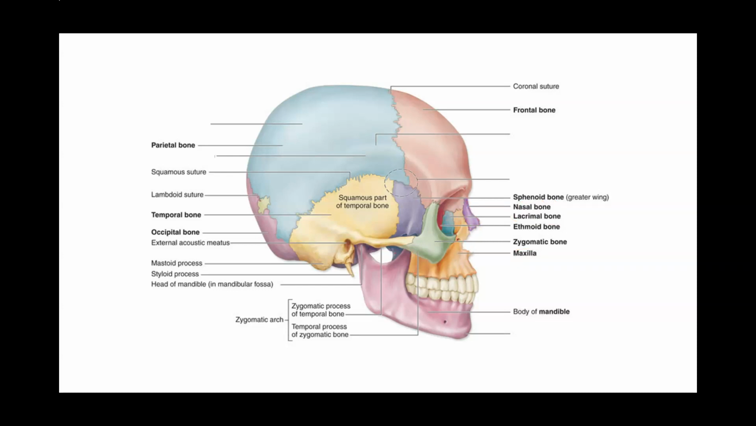In green, we can see a bone known as the zygomatic bone. These are your cheekbones. And then at the inferior edge of the skull, we see the only movable bone in the skull, and that is the mandible. Let's take a closer look at this mandible.